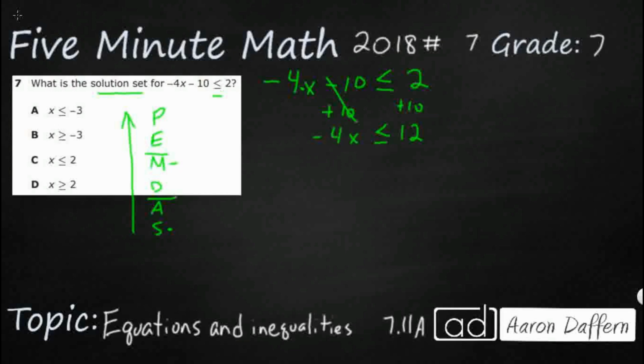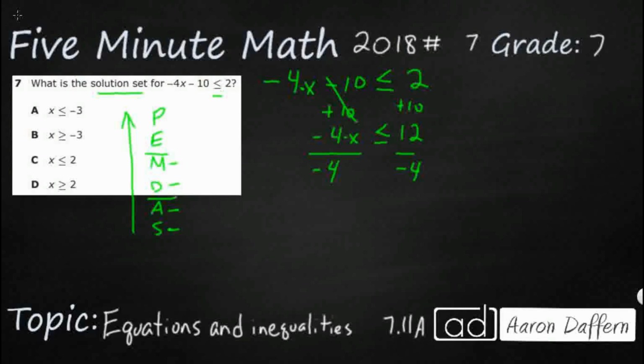Remember, this is 4 times x. Anytime you get a number next to a letter or variable, that means we are going to be multiplying. So the inverse operation of multiplication is division. And so just like I used addition to cancel out subtraction, I'm going to use this division to get rid of this multiplication. This is where things get interesting. So we are going to divide. Since I'm multiplying by a negative 4, I'm going to divide by a negative 4.